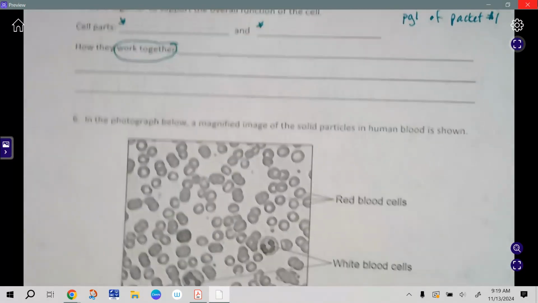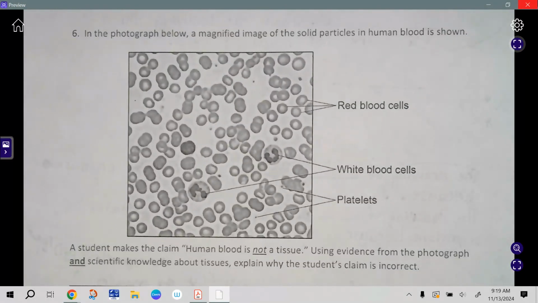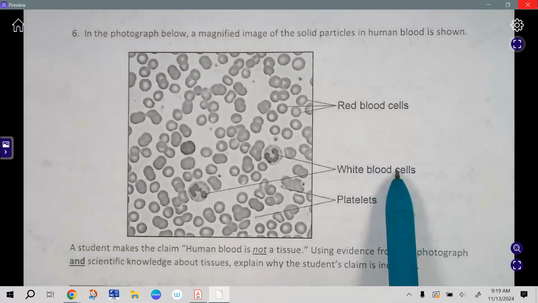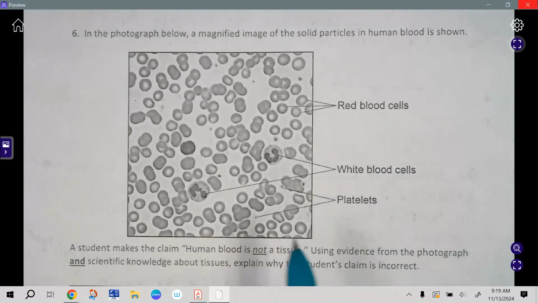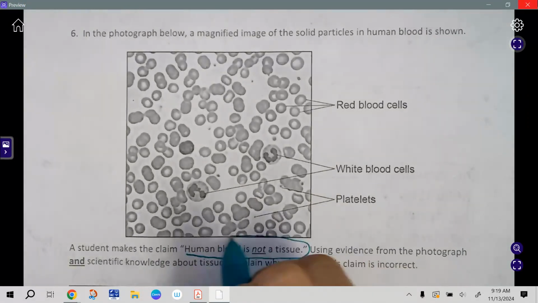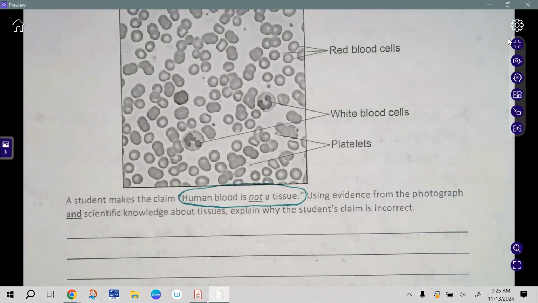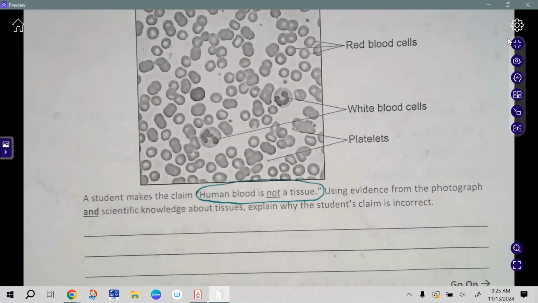All right, number 6. So we have this picture that has red blood cells, white blood cells, and platelets labeled. And it says a student makes the claim human blood is not a tissue. Using evidence from the photograph and scientific knowledge about tissues, explain why the student's claim is incorrect. So let's make sure we remember what a tissue is.